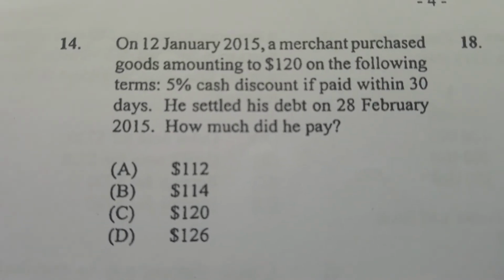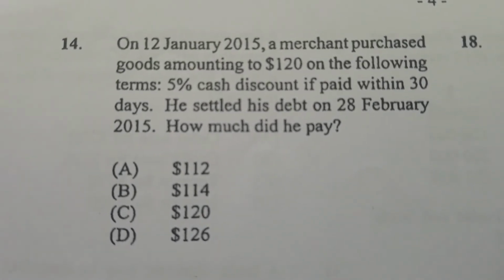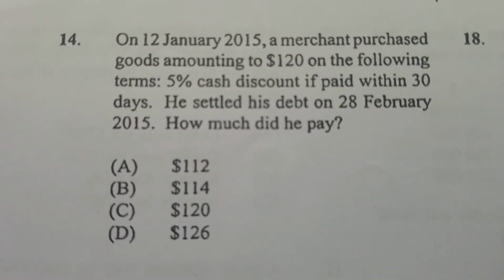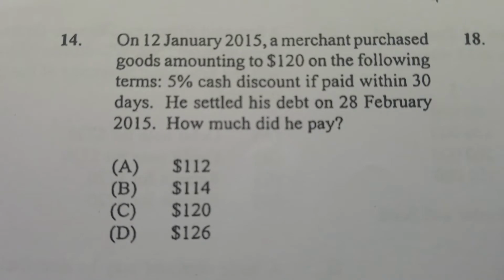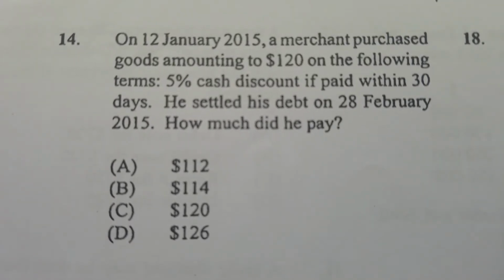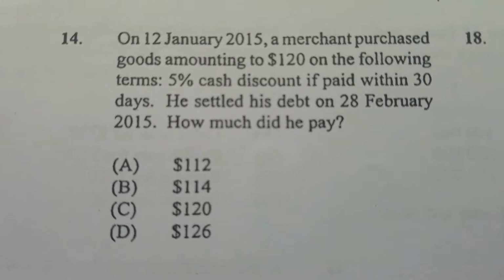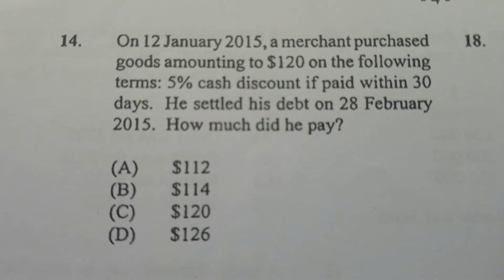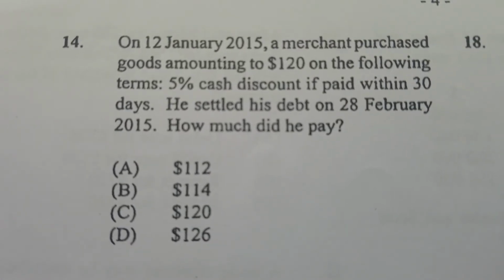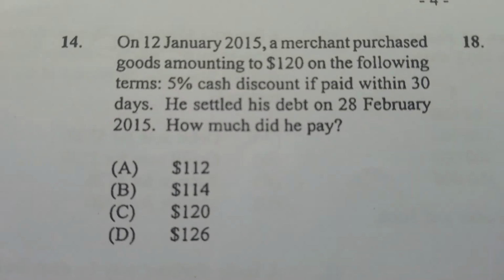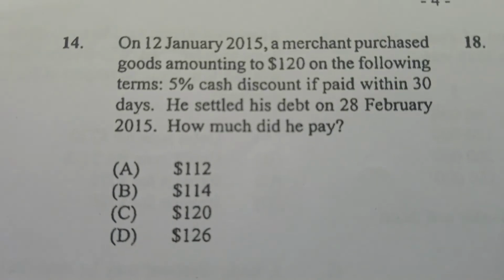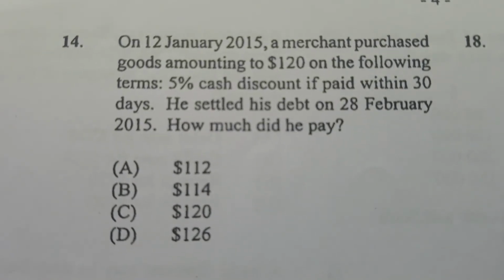All right. Now, when we examine the question, first of all, we'll find he got 30 days to pay. So the term is that 5% cash discount if he pays within 30 days. Now he's buying it on the 12th of January, and he's paying for it on the 28th of February. Now we would see if it is within the 30 days period in which he's paying.